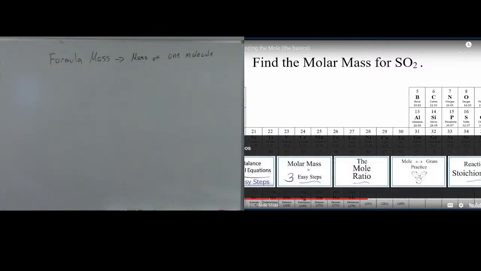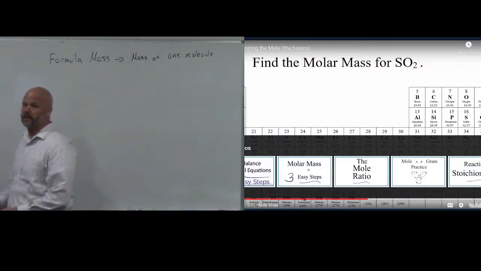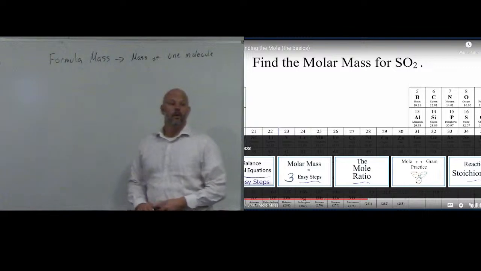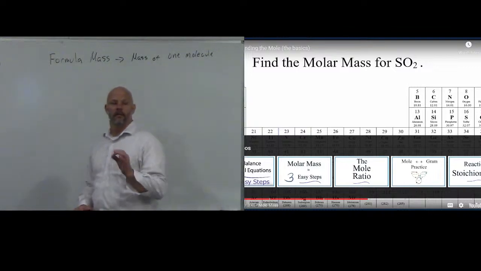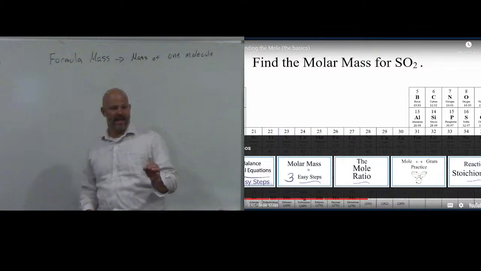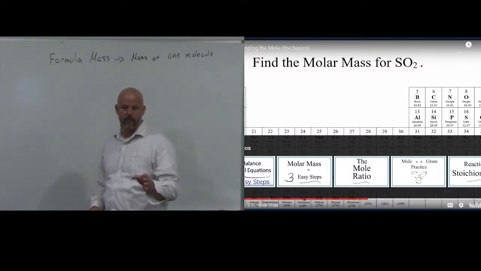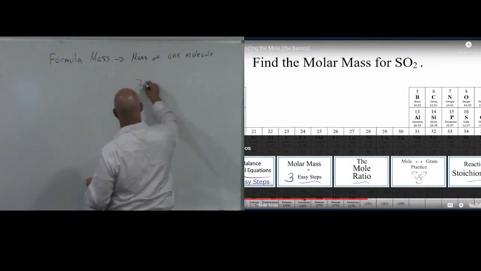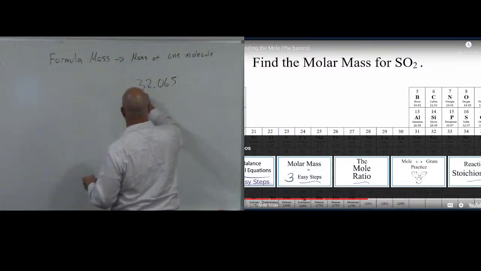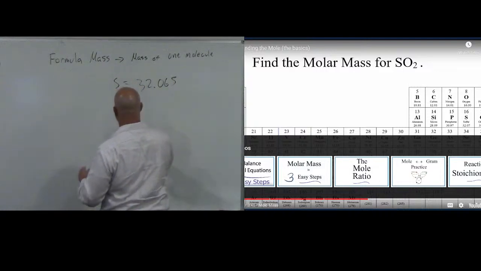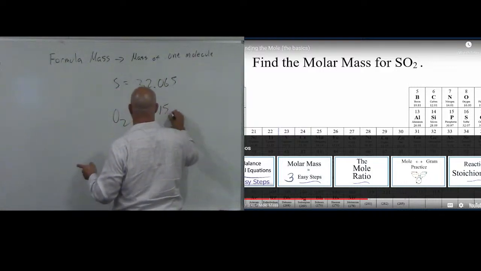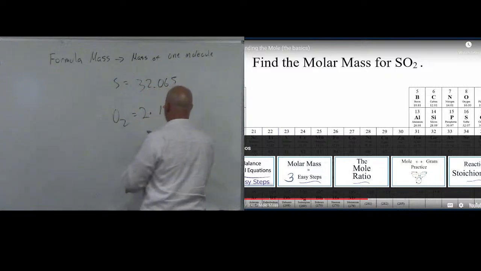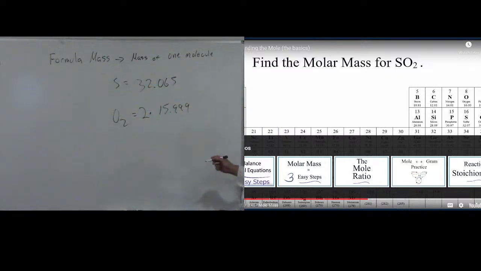Let's do that. Molar mass for SO2. So for sulfur, how many AMUs is it? 32.065. 32.065 for sulfur. Okay, and for oxygen, it's 2 times 15.999. So I add those two things up, right? And what do I get?